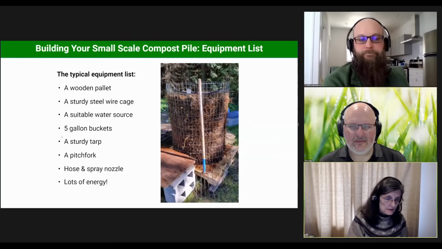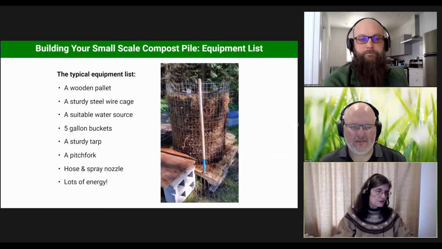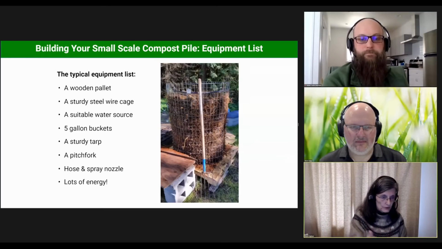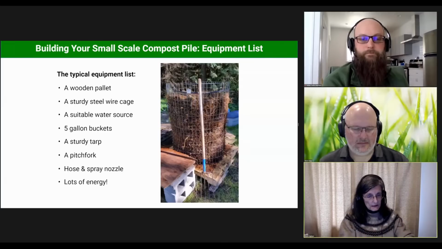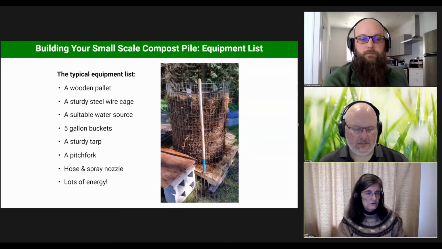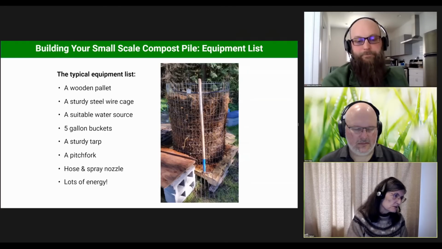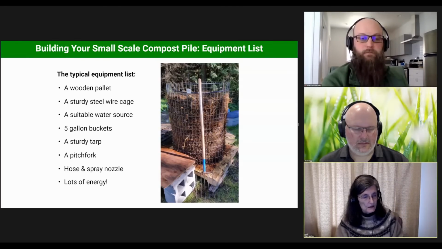So, a typical list. This is just to indicate to you that this is not expensive, especially for small scale growers. It's a wooden pallet down on the bottom, so you keep the bottom of your pile out of puddles of water during the springtime. In the late summer, you may take the pallet away because you don't need it anymore. You have the wire cage. I call them my bird cages, compost cages. A suitable water source. That means you cannot have toxic chemicals in the water.